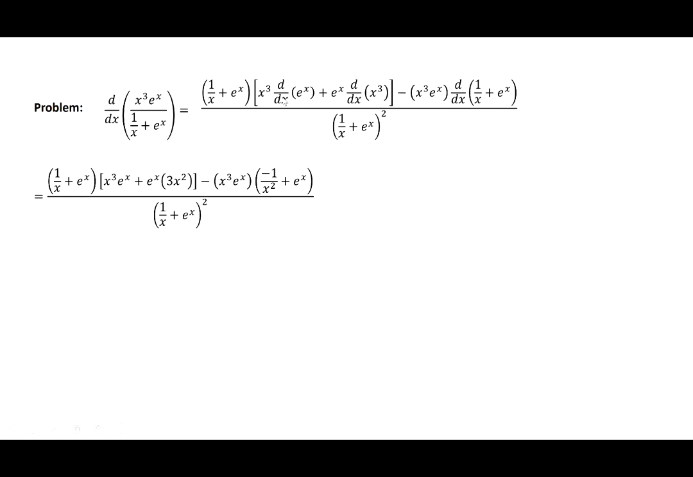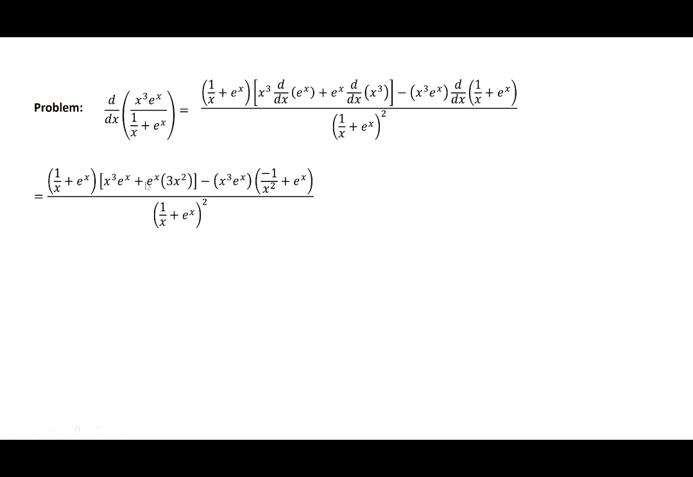So x cube, what is ddx of e to the x? E to the x. What is ddx of x cube? 3x square. That's exactly what I wrote. What is ddx of 1 over x? I asked you to memorize this. Negative 1 over x square. ddx of e to the x? E to the x. So this is what we have.